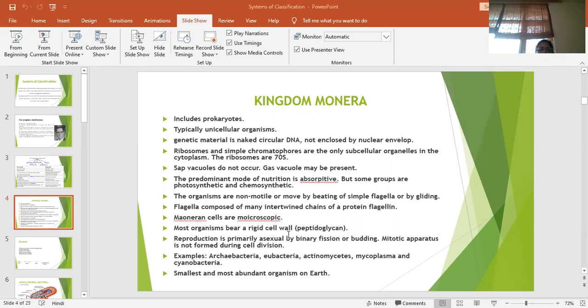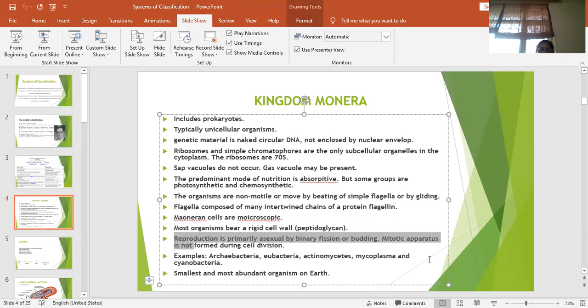The cell wall of Monera kingdom is a very complex structure and it is made up of peptidoglycan. The reproduction is primarily asexual by binary fission. Examples are archaebacteria, eubacteria, actinomycetes, mycoplasma, and cyanobacteria.